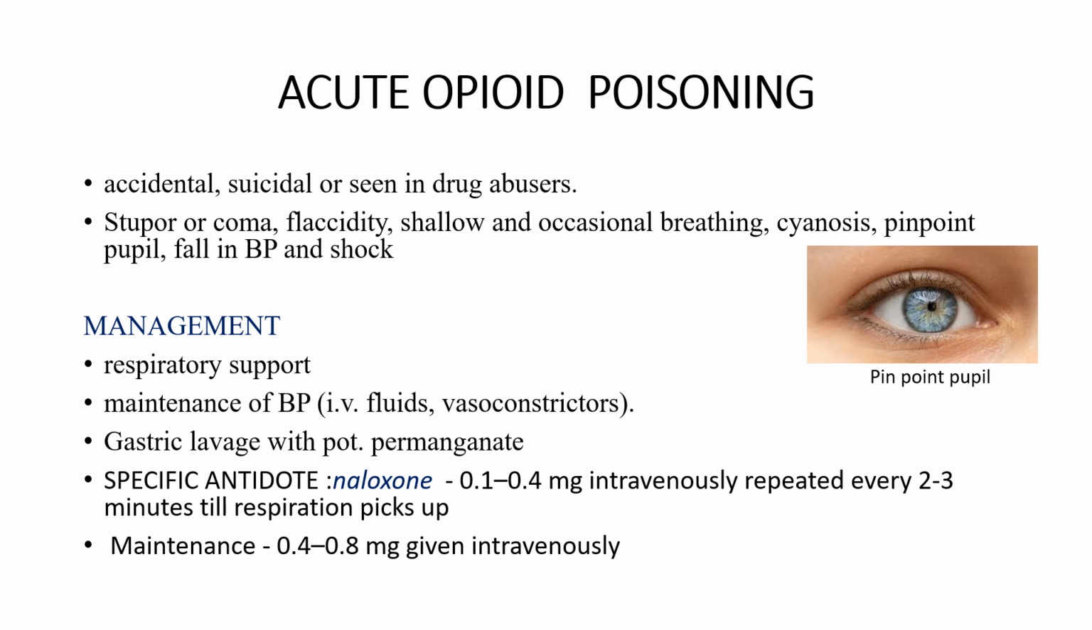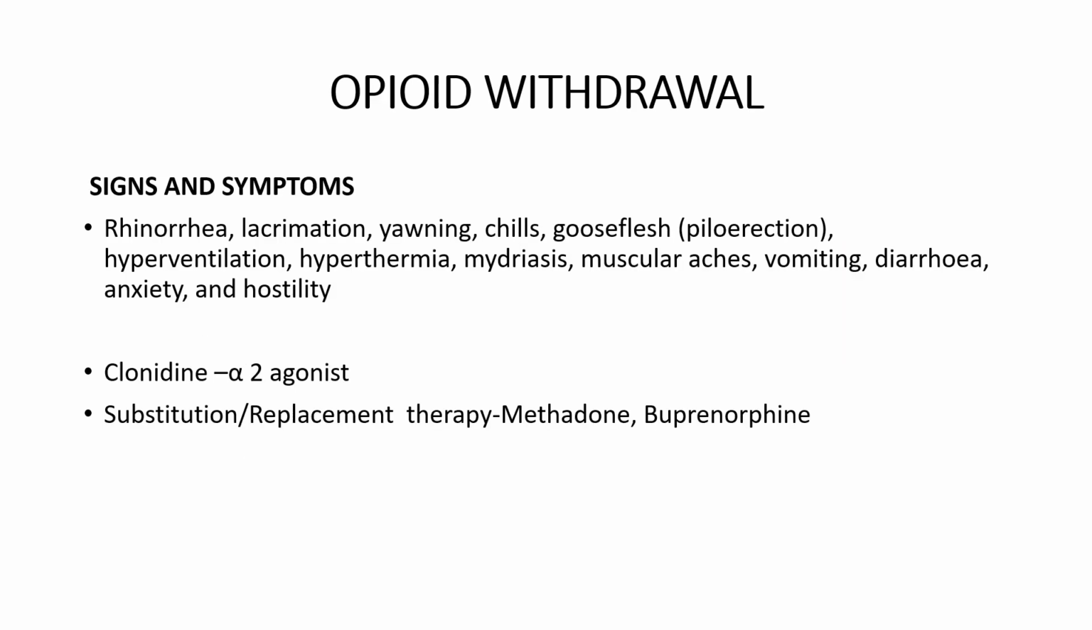The specific antidote for morphine poisoning is naloxone, which is a pure opioid antagonist. It's a very short acting drug. So 0.1 to 0.4 milligrams of naloxone is given intravenously, and it is repeated every 2 to 3 minutes till the respiration picks up. If the patient is in coma, till he starts breathing spontaneously, you have to keep on repeating naloxone. Also a maintenance dose of 0.4 to 0.8 milligrams should be given IV, and it should be repeated as and when needed, because it is short acting. It has to be given very frequently.